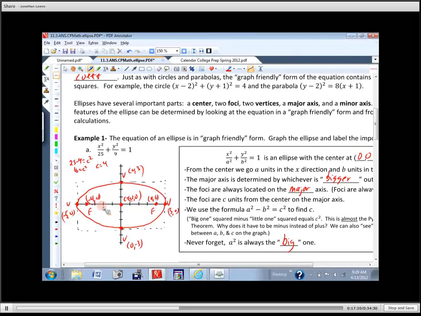Easy enough? Does the major axis always run horizontally? Nope, it doesn't. What would we have to change to make it run vertically? Make the bigger number underneath the y. All right, let's take a look at the next one.